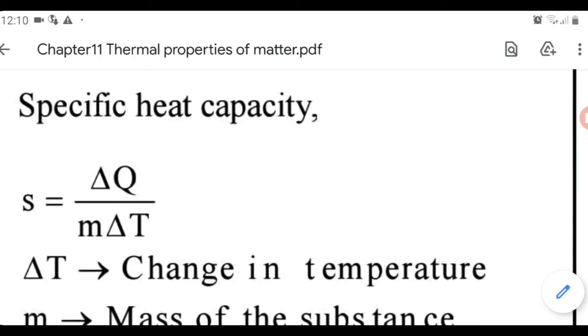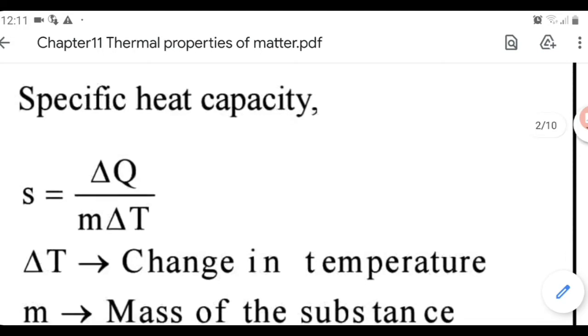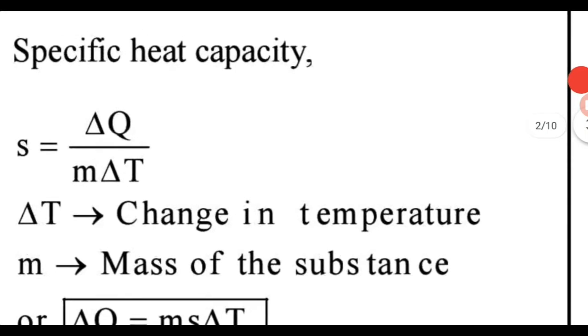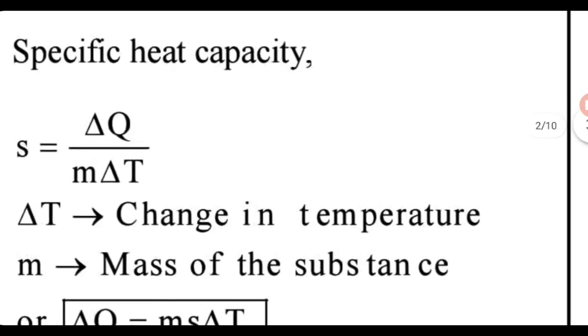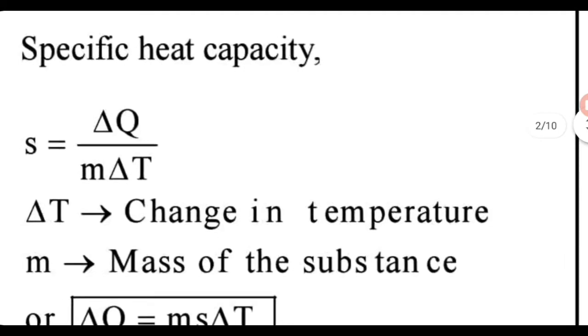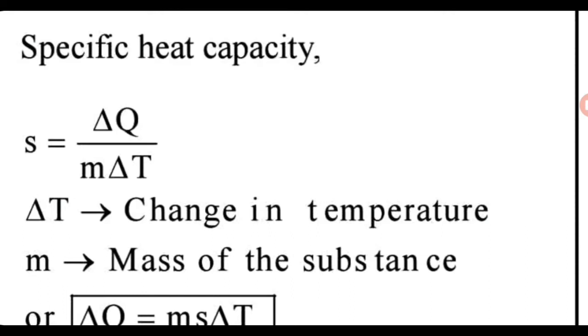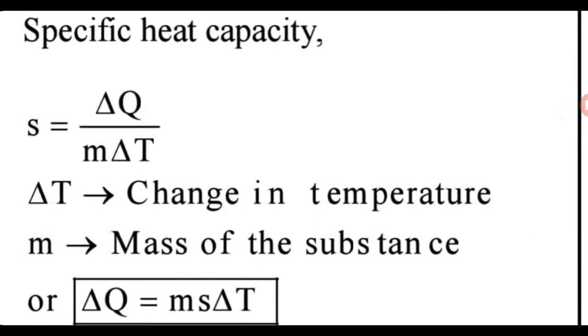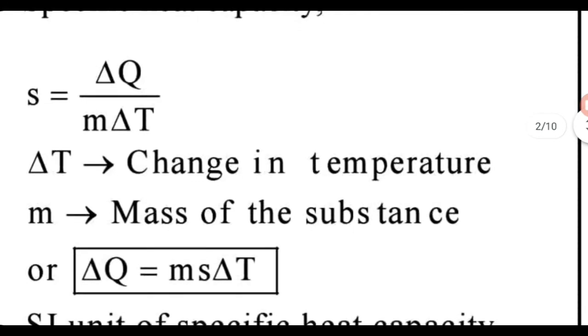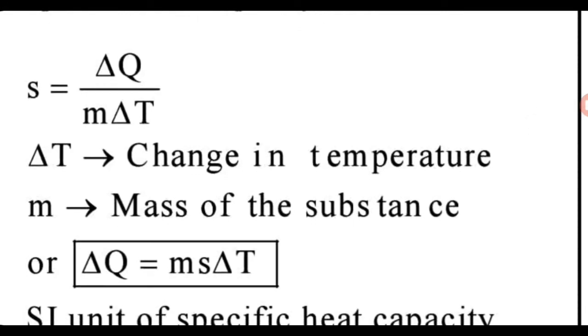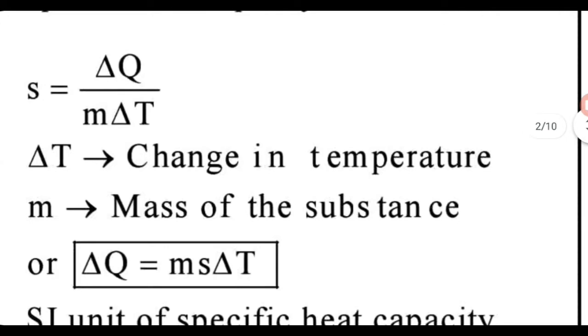Now consider an object of mass m which is heated through a temperature difference of delta T. Let the amount of heat given to the substance be delta Q. So, from the definition of specific heat capacity, we can write that S is equal to delta Q divided by m delta T. We can write this equation in another format, that is delta Q equal to m S delta T. This equation gives the amount of heat required to raise the temperature of m kilogram of substance through delta T Kelvin. Here S stands for specific heat capacity.